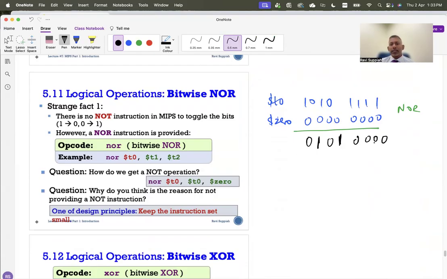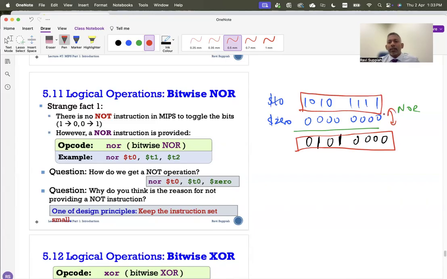Now if you take this and compare with this, what do you see? They are the complement of each other. So 10101111 becomes 01010000. So it tells us that a bitwise NOR with 0 is equivalent to a NOT operation.